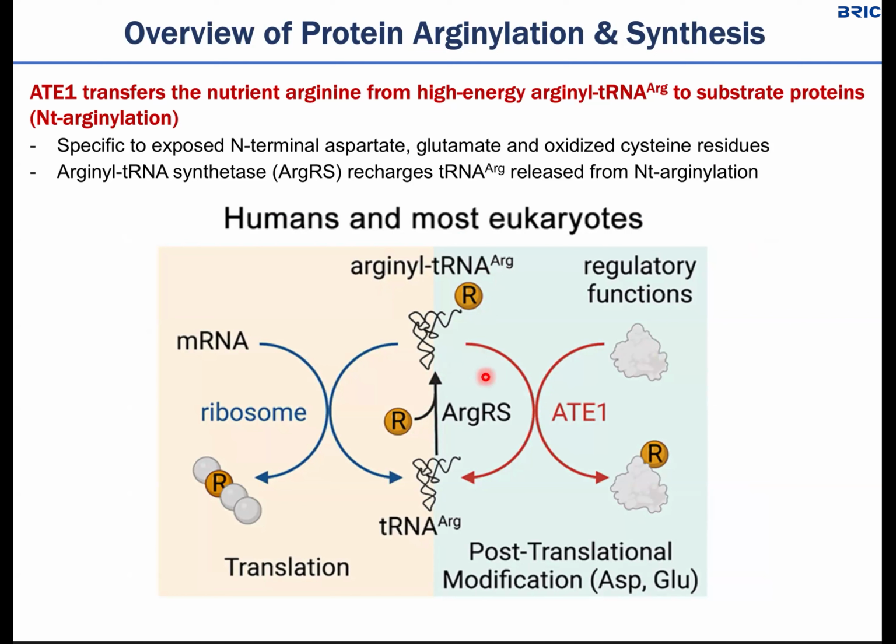Specifically, ATE1 transfers the nutrient arginine from high energy arginyl-tRNA molecules to substrate proteins containing an exposed N-terminus. The arginyl-tRNA synthetase, arginine RS, then recharges the tRNA released from the reaction. Therefore, this mechanism of N-terminal arginylation inherently links fundamental cellular processes, including protein synthesis, to nutrient availability and metabolism, and finally to protein turnover and degradation.